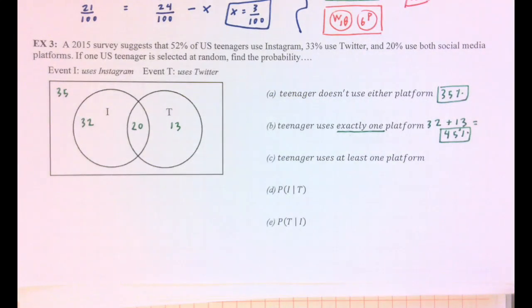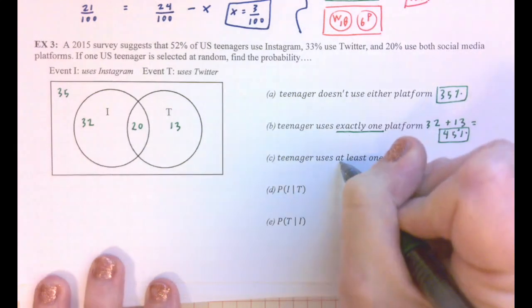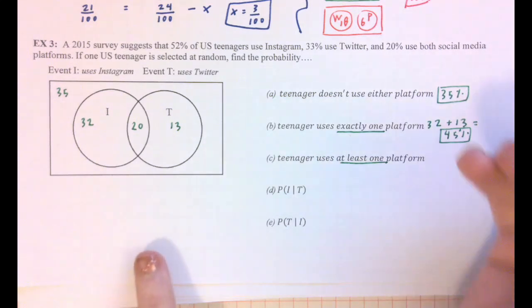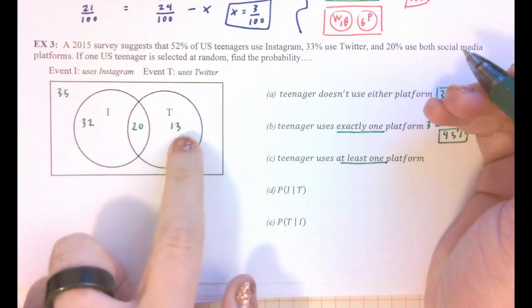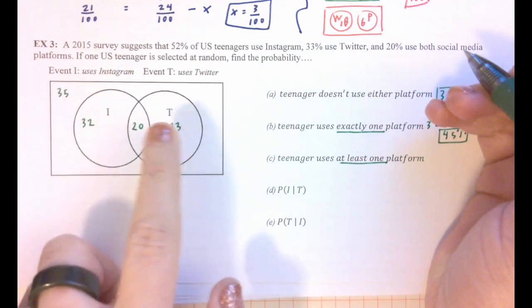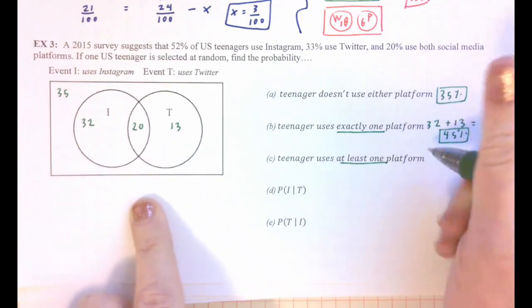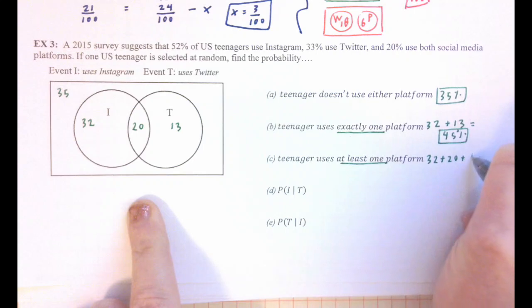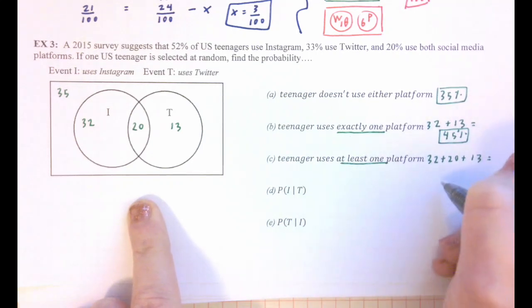Okay, then I'm saying a teenager uses at least one, right? That means one or more. That's really the union that we've been solving for. At least one means it could be Instagram or Twitter. So here, if I look at exactly one thing would be here, here. Two things would be right here. I just add them all up. So I take my 32, add the 20, add the 13, and that gets me 65%.